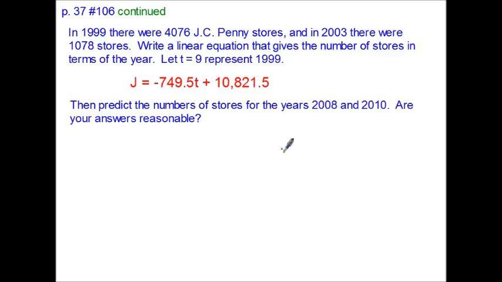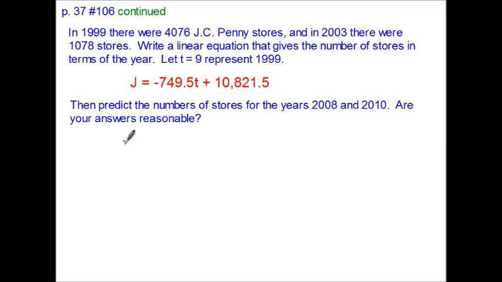Now, problem 106 actually continues. I didn't put the rest of it on the screen yet because I quite honestly didn't have enough room to do both halves of it. But here's the original part that we just went through, and then here's the equation we just got as an answer. But what it wants you to do there is predict the number of stores for 2008 and 2010, and ask, are your answers reasonable?